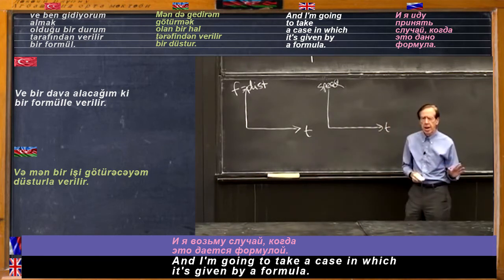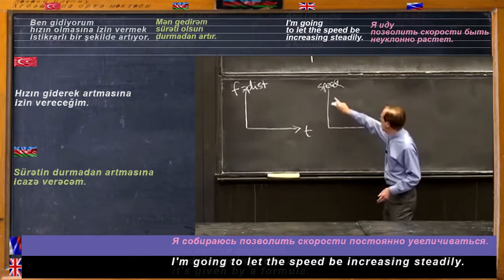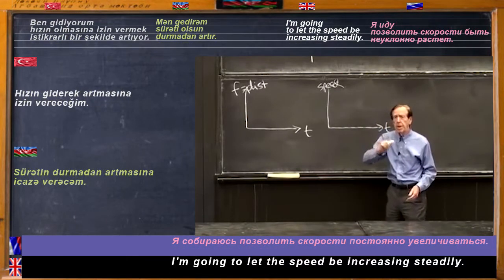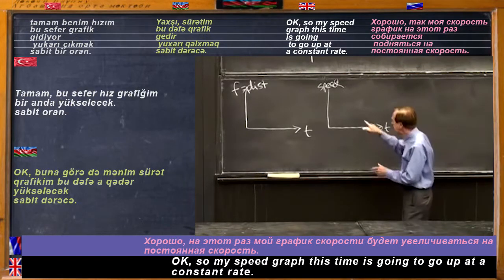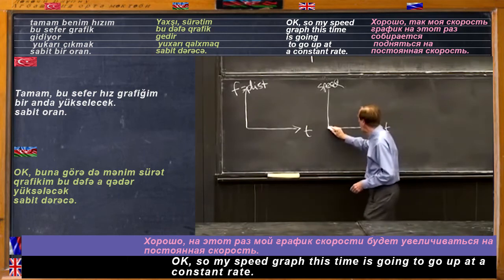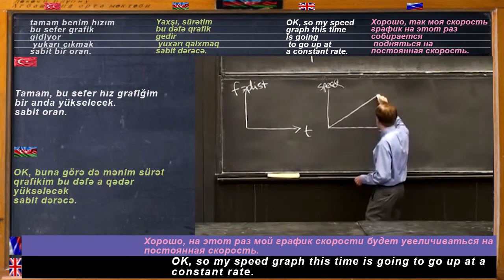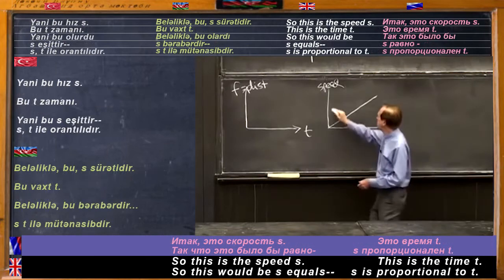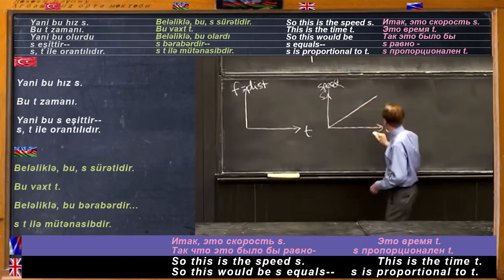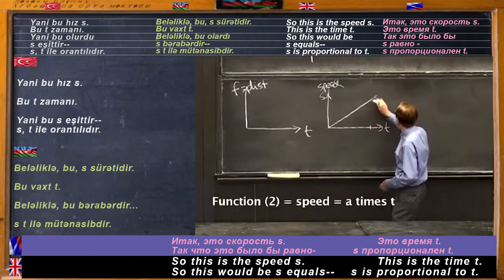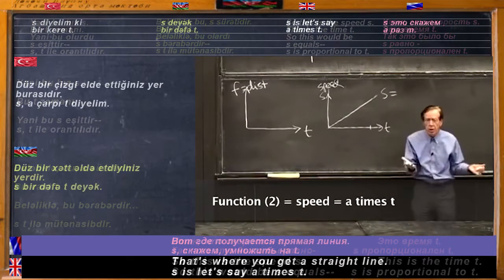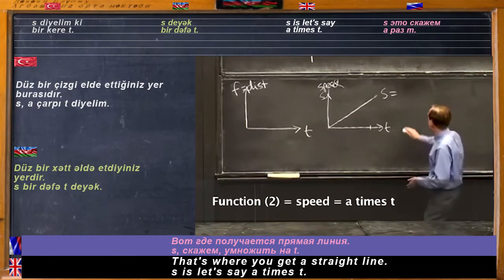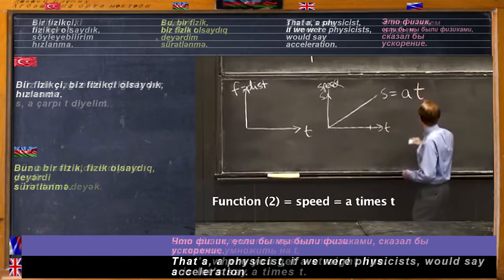And I'm going to take a case in which it's given by a formula. I'm going to let the speed be increasing steadily. So my speed graph this time is going to go up at a constant rate. So this is the speed S. This is the time t. So this would be S equals, S is proportional to t. That's where you get a straight line. S is, let's say, A times T.